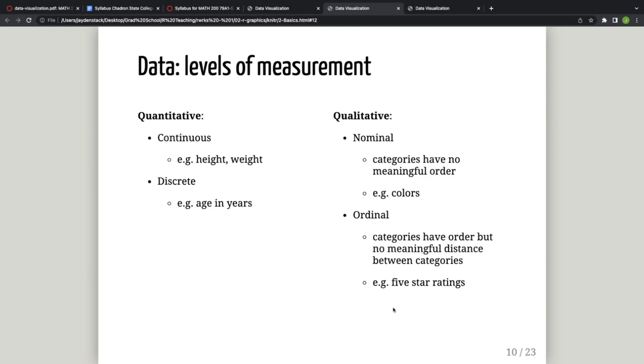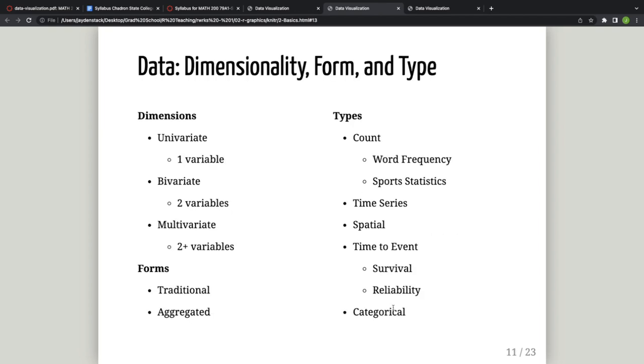Okay, so categories have no meaningful order, something like colors, or types of flower species. Okay, so ordinal: categories have order, but no meaningful distance between categories, right? Five-star ratings, divisions in athletics, conferences, seedings, all that good stuff, right? We need to know what kind of data we're looking at before we actually do some graphics, because that's going to depend on what we're graphing and how we're going to build those graphics.